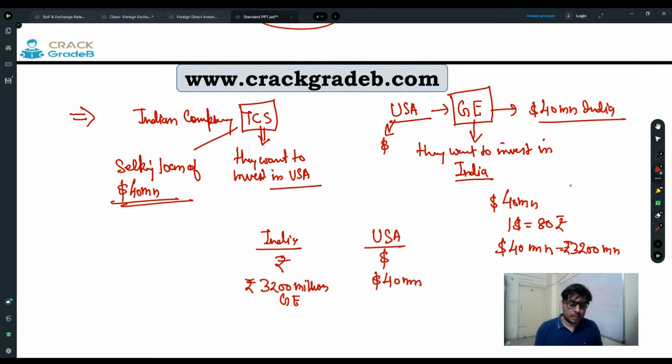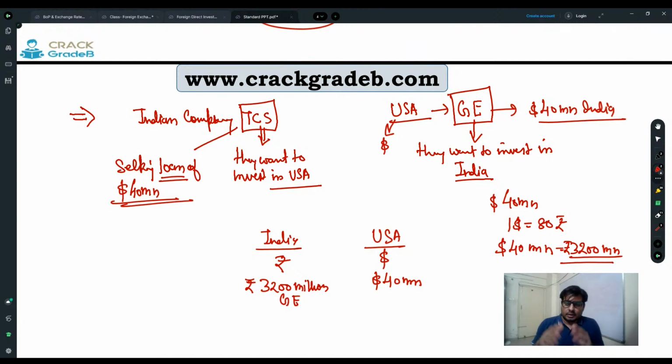But for the investment purpose, TCS is looking for a loan. Similarly, GE is also looking for a loan. So they are not going to use their own capital. They want to borrow from the market, and that borrowing they want to utilize.